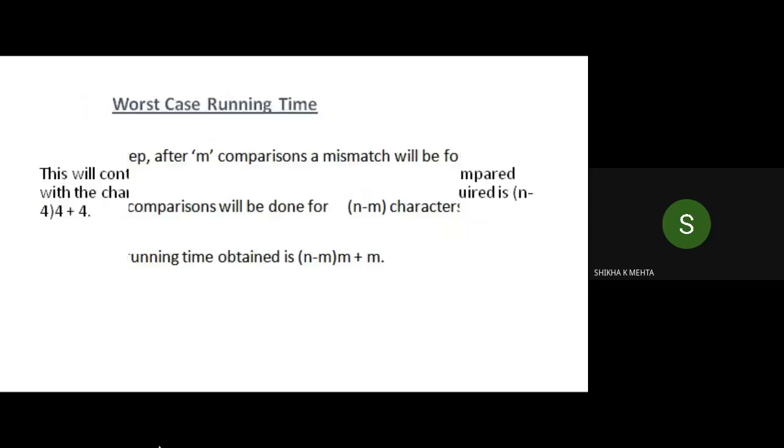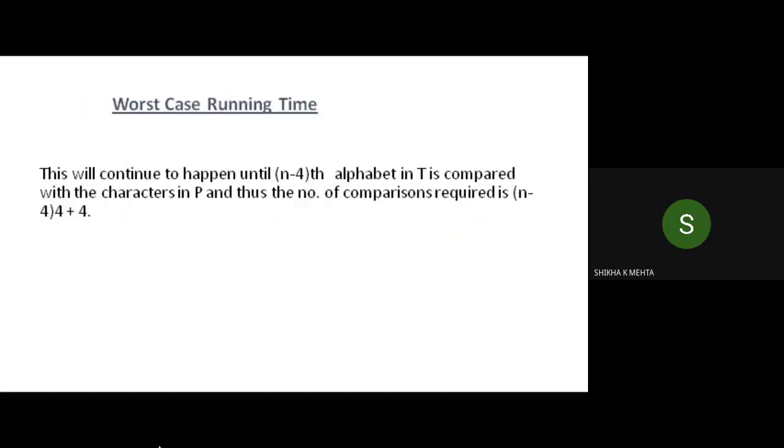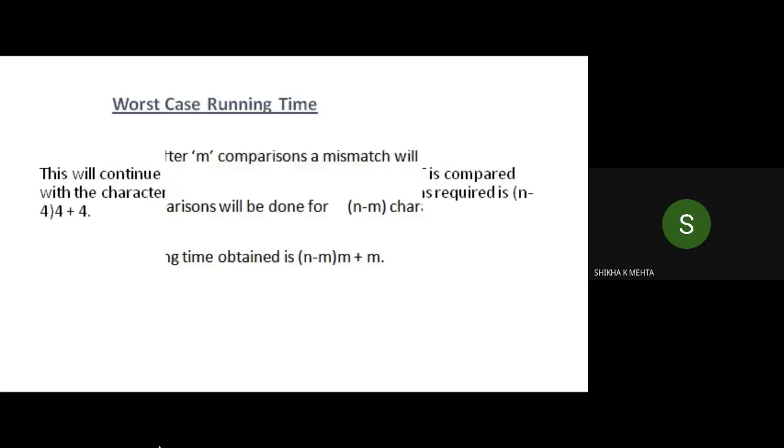We can see this will continue to happen until the n minus 4th alphabet in T is compared with the characters in P. Thus, the number of comparisons required is (n minus 4) into 4 plus 4. So this is the number of comparisons required in the worst case running time.